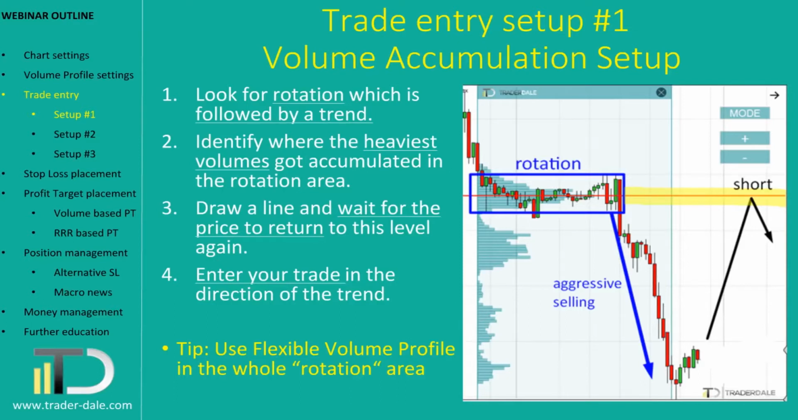I look for this setup when there is a rotation which is followed by a trend, and inside this rotation I identify where the heaviest volumes got accumulated. After that I draw a line from the place where the volumes were the heaviest, and I wait for the price to make it back to this line. I wait for a pullback, and afterwards I enter a trade which is in the direction of the trend.